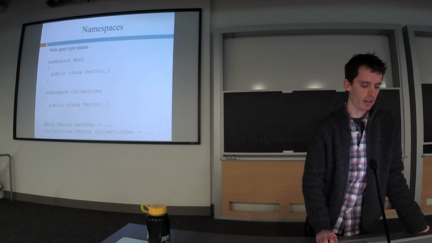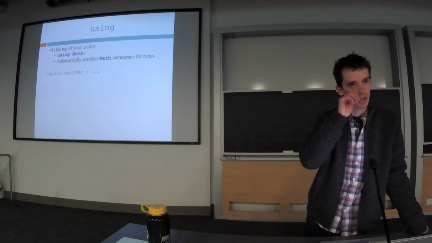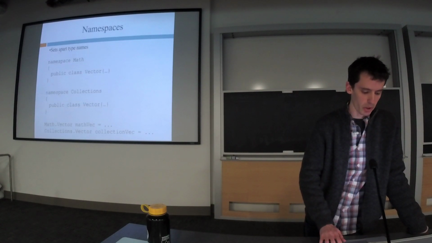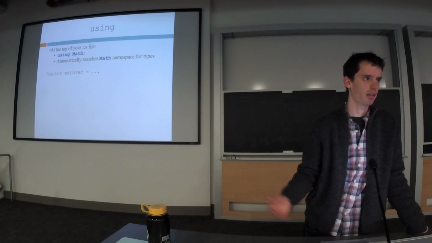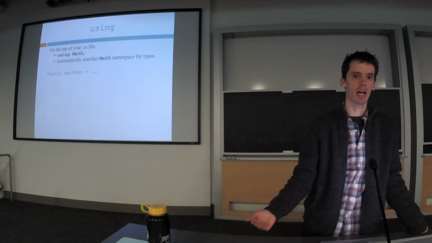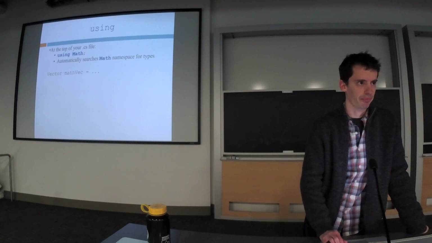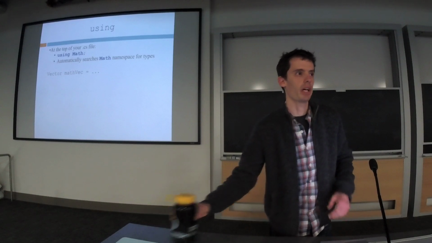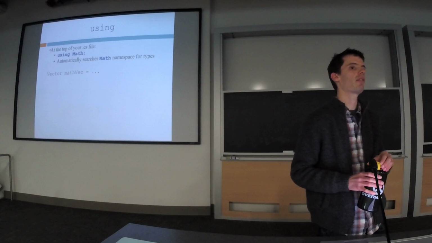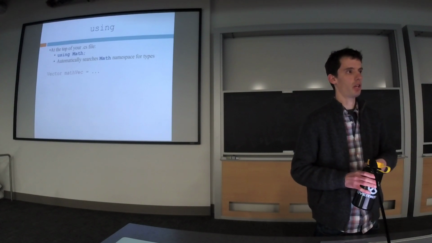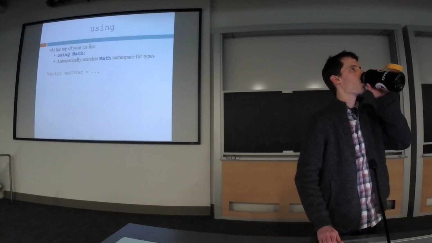And then coupled with that is the using keyword, which is also borrowed from C++. So if I don't always want to have to specify math.vector, I can say using math. And then it will automatically search that for any type that I try to use. Okay. And this is going to be quick, so just stop me. Any questions? I know some of you have not even seen C#, but probably most of you have.